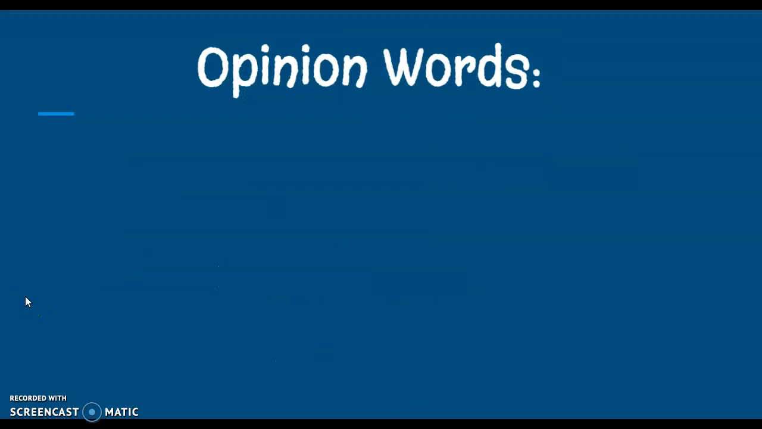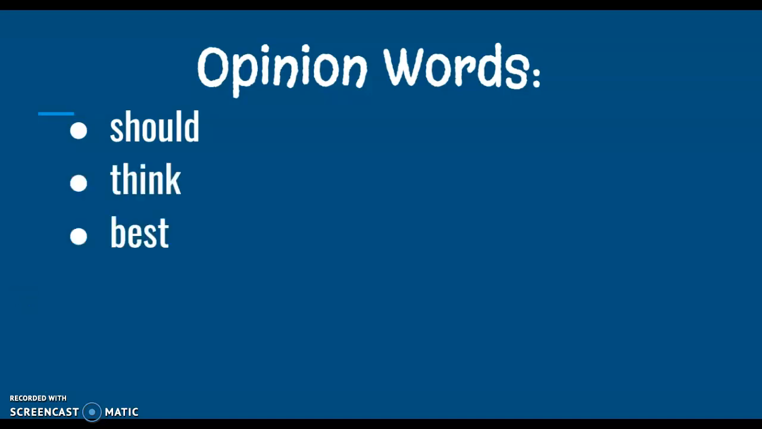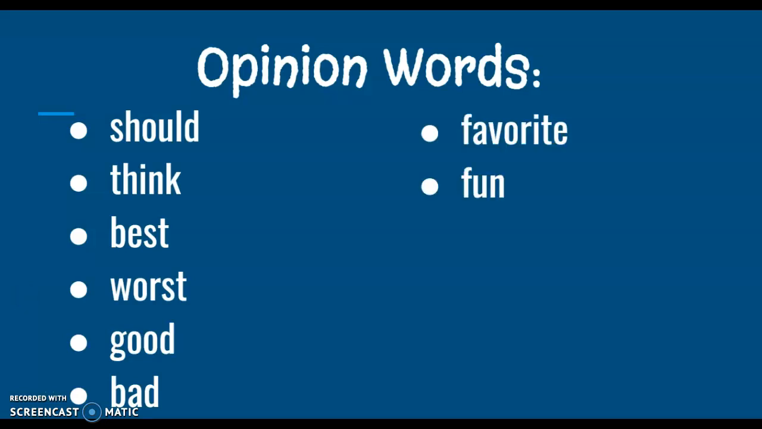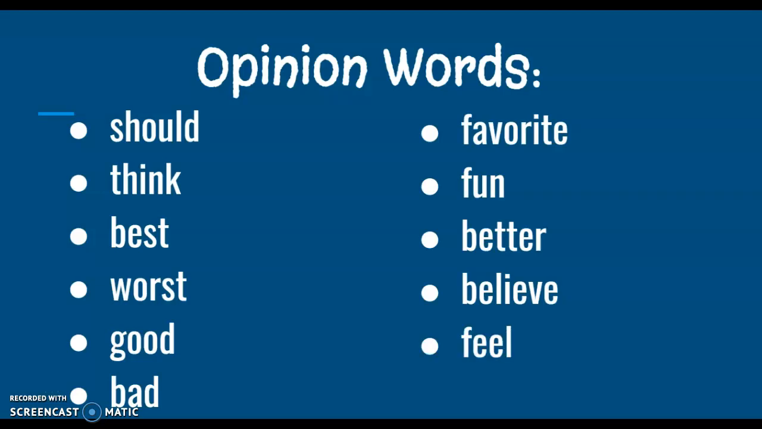So if you want to know if something's an opinion, you can sometimes look for these key words that will give you a clue that it's an opinion. So I'm going to have you echo read these opinion words after me. So I'll say them first and you can echo them back. Should, think, best, worst, good, bad, favorite, fun, better, believe, feel. These are all words that give a clue that you're giving an opinion about what you think or what you feel about something.